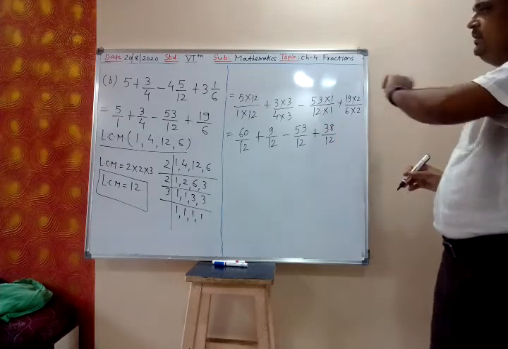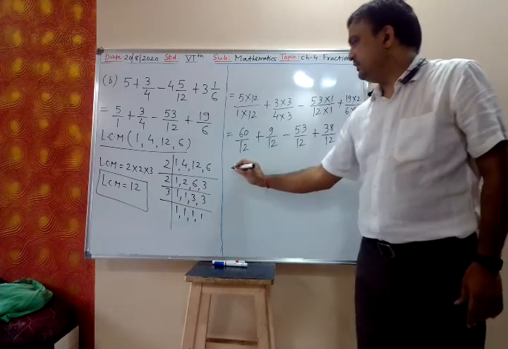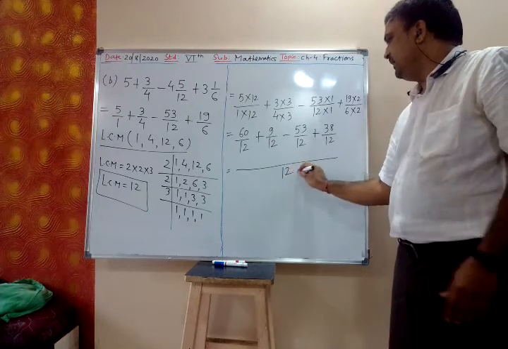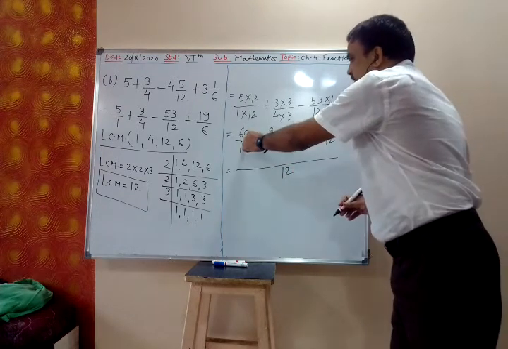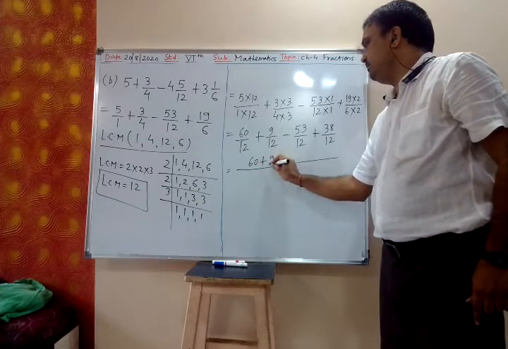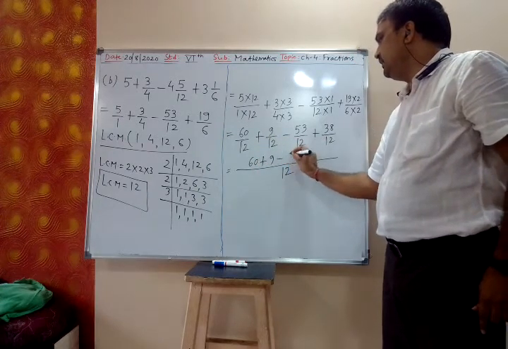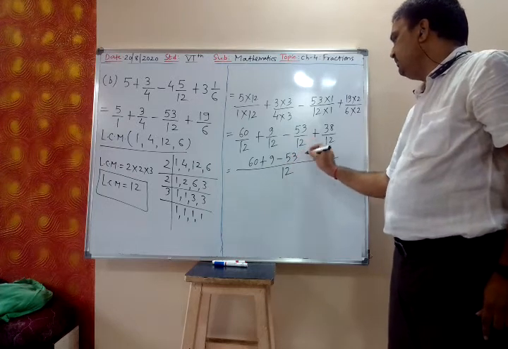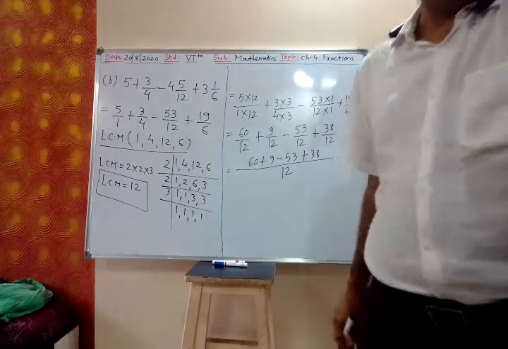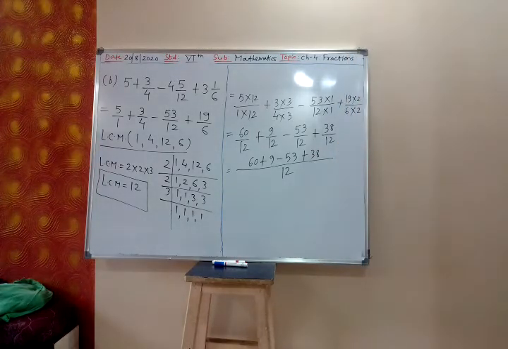Now denominator of each fraction is 12. So they are like fractions. So I will take the denominator common 12 and simplify the numerator. So this is 60 plus 9, then minus 53 plus 38. 60 plus 9 minus 53 plus 38.